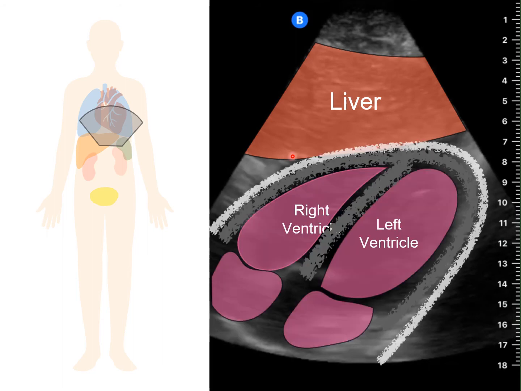Now, later today, when you're learning about echo, you'll learn about the ventricles of the heart and how to make interpretations about their function. But when we're doing the FAST exam, all we're really looking for is to see the entire pericardium, the bright white around the heart, and to evaluate for the presence of fluid.